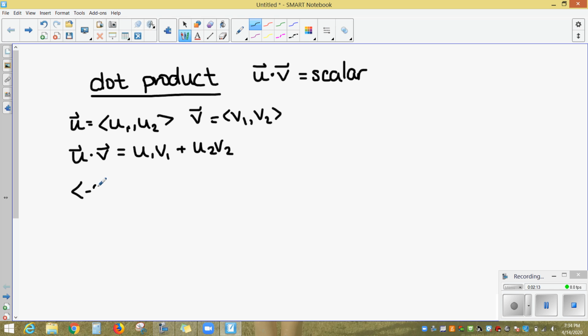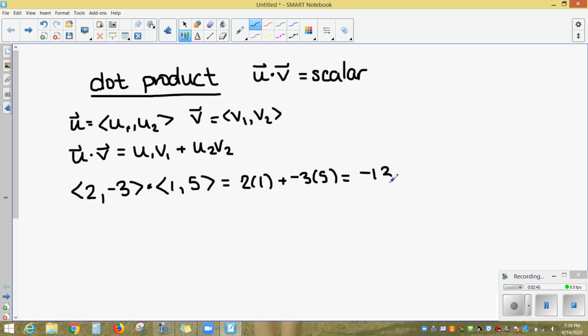So maybe we have the vector 2, -3, and I want to find the dot product between 2, -3, and 1, 5. The dot product there would be 2 times 1 plus -3 times 5, or 2 minus 15, which is -13.